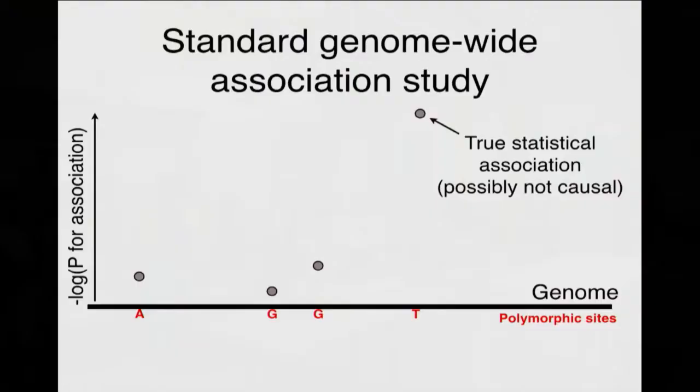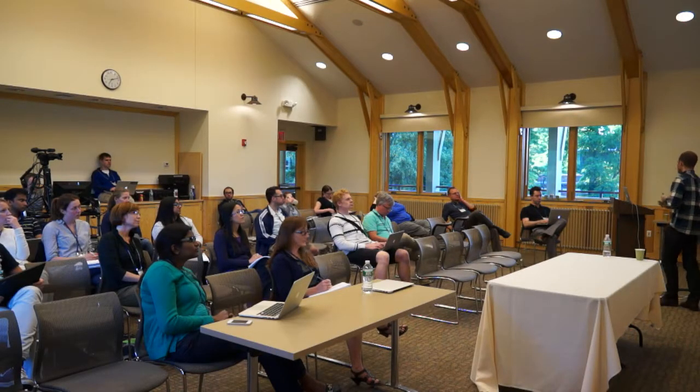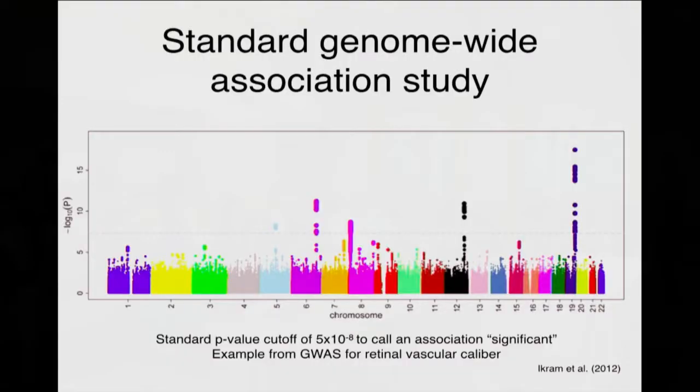And so this genetic variant, we would say, is a true statistical association for the reasons we mentioned earlier. It's possibly not the causal association, but this is an association where we know that this variant, or one nearby, influences disease risk. And this is what this looks like if you do this on real data.